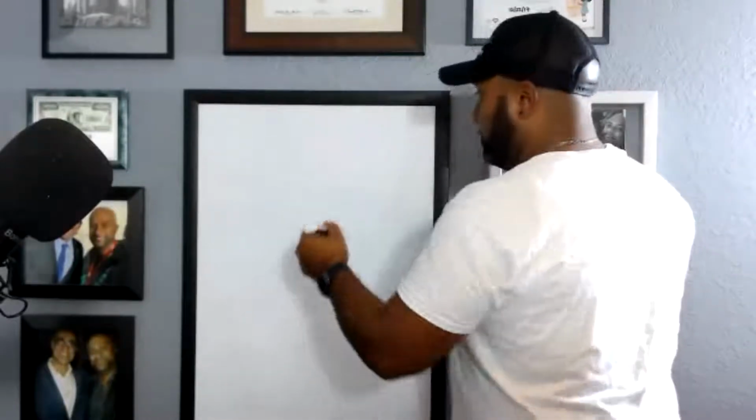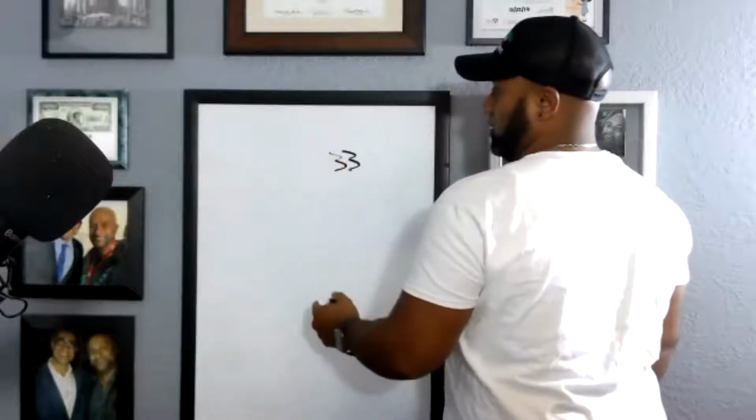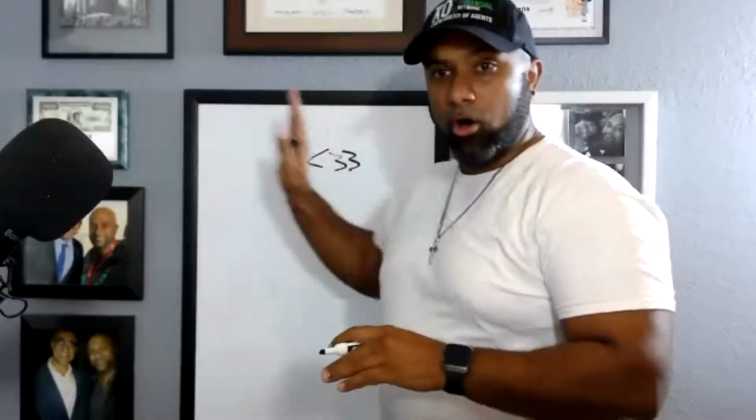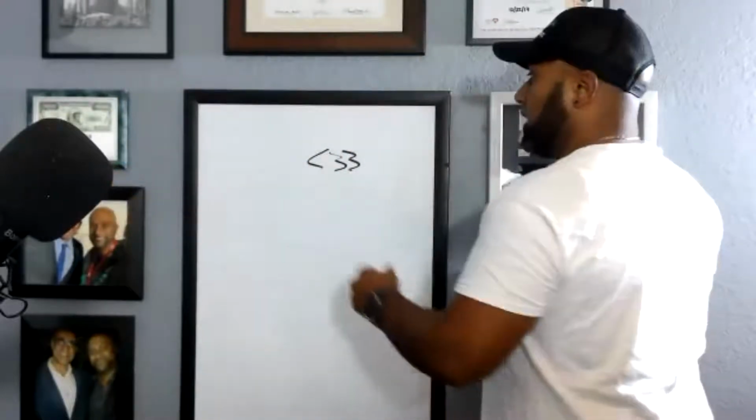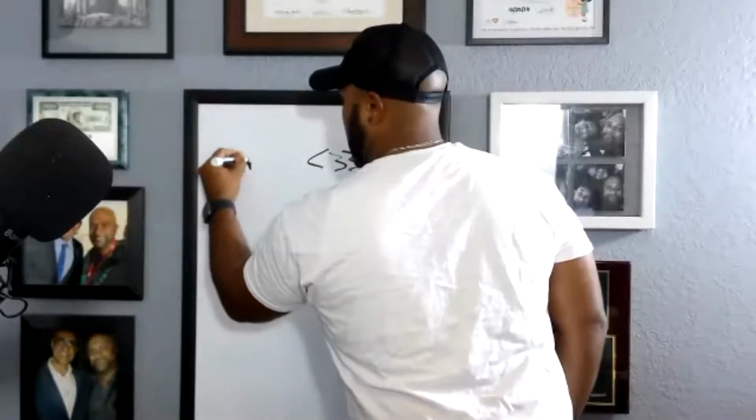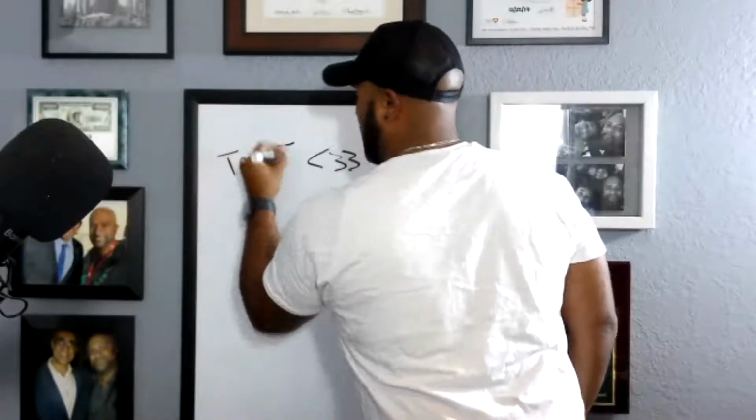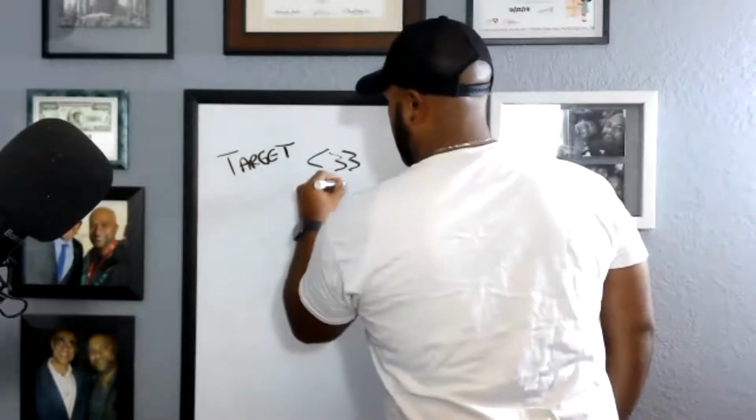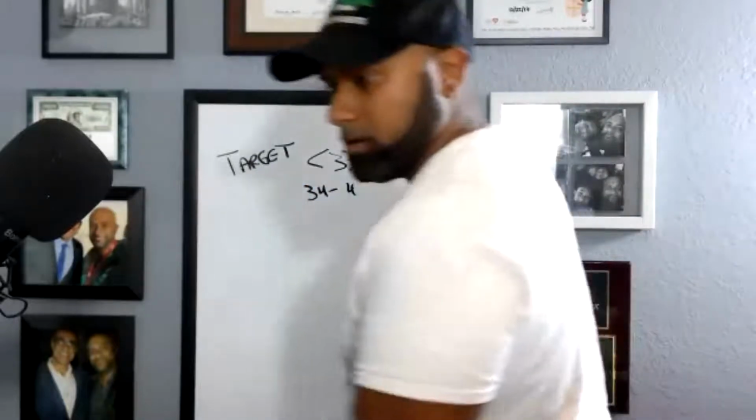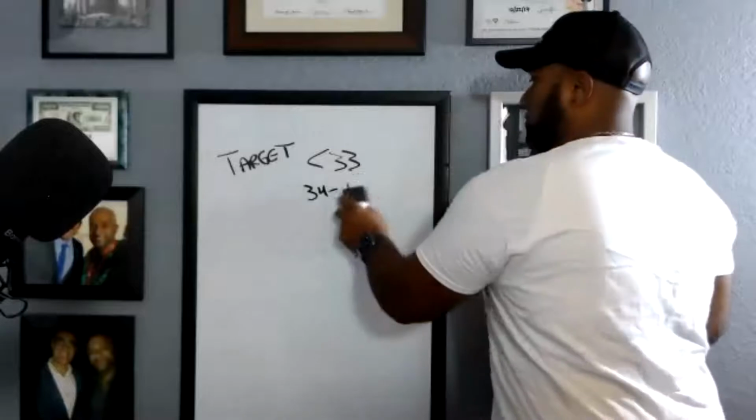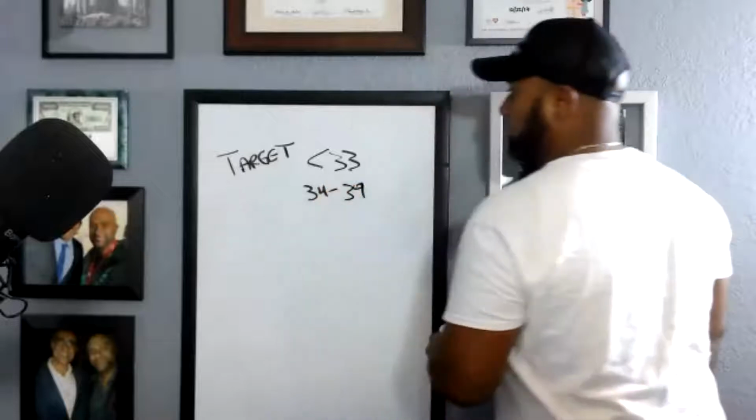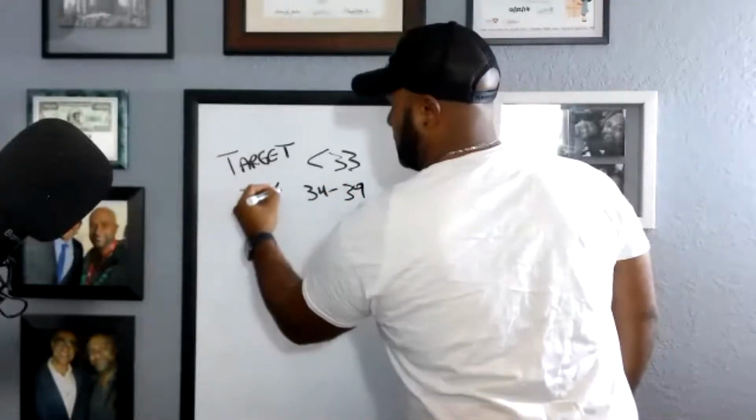So here's my rule when I design IULs. It's very simple. 33 years of age or less, I run my IULs right at target. I have no problem running them right at target. The moment you go from 34 to 39 years of age, I want to overfund by 30%.